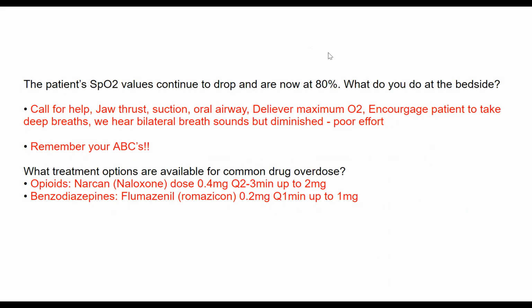I think anytime we're dealing with an emergent situation that you just can't get your hands on and easily resolve with a chin lift or a jaw thrust or the O2 cannula or non-rebreather, call for help right away. And think about some airway interventions you can perform. So that'd be something like a jaw thrust, suction the airway, put an oral airway in, or a nasopharyngeal airway.